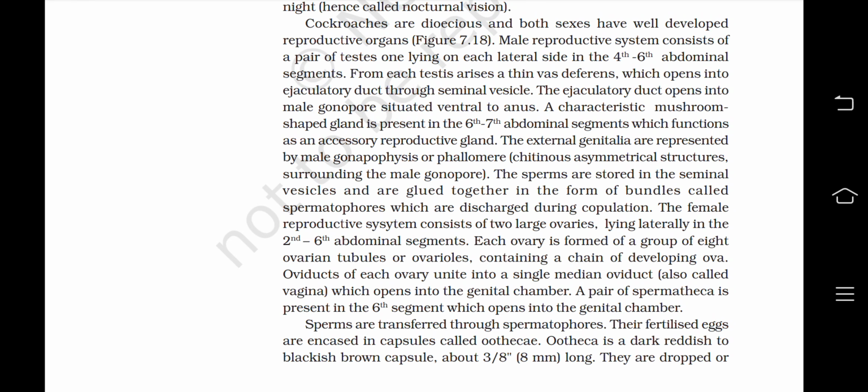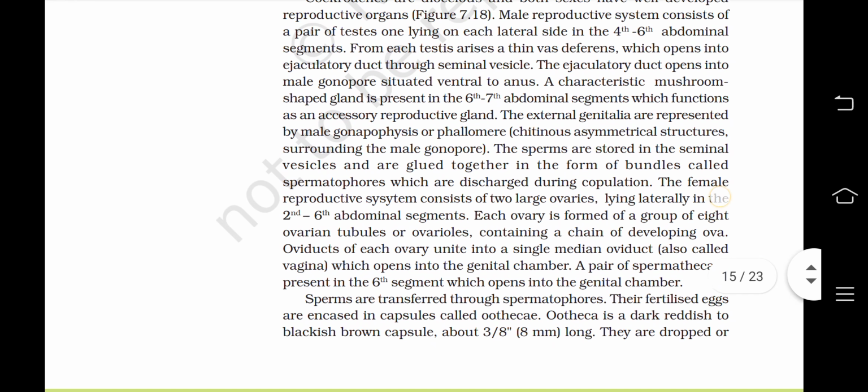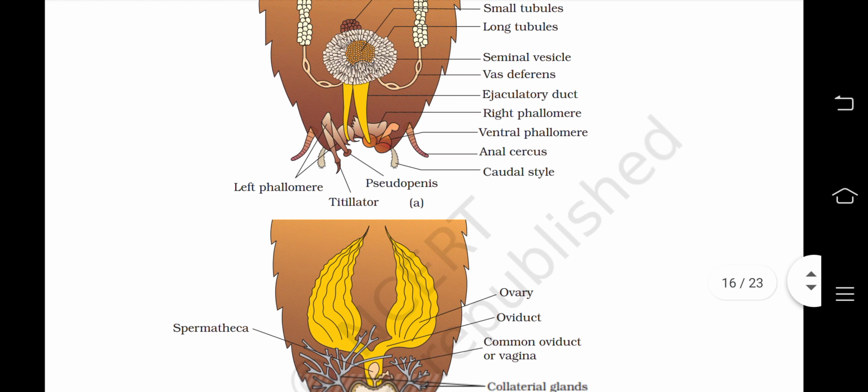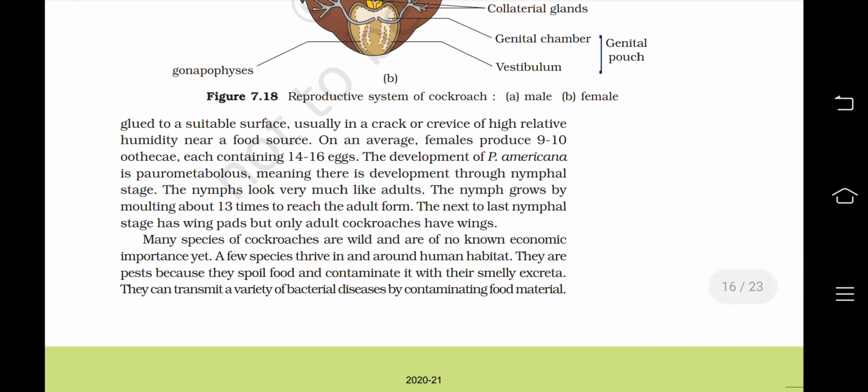Sperms are transferred through spermatophores. Their fertilized eggs are encased in capsules called ootheca. Ootheca is a dark reddish to blackish brown capsule about 3/8 inch long, which is 8 mm actually. They are dropped or glued to a suitable surface, usually in a crack or a crevice of high relative humidity near a food source. On an average, female produce 9 to 10 ootheca, each containing 14 to 16 eggs.